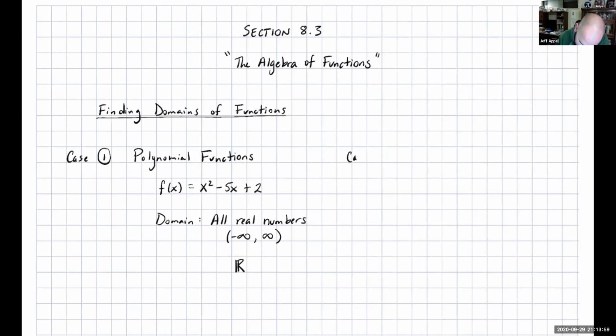Now, what about case number two? In case number two, we're going to talk about rational functions.